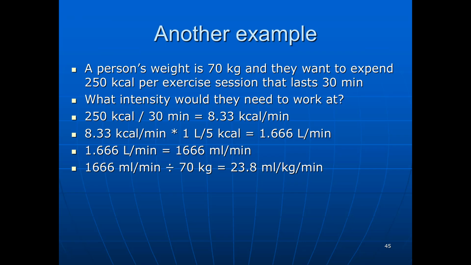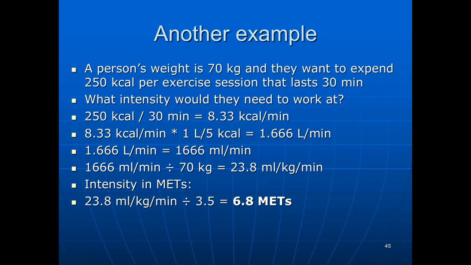If we convert that to relative VO2, that's a relative VO2 of 23.8. That's just doing that conversion we did earlier in the semester, converting absolute to relative VO2. And then we could report this in METs, just dividing by 3.5, 6.8 METs. So given this example, the person would need to be exercising at approximately 7 METs, and that would allow them to expend 250 kcals in 30 minutes.